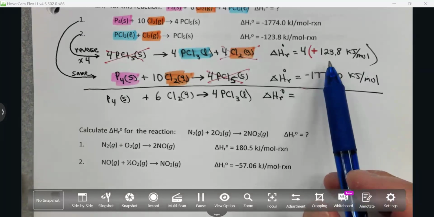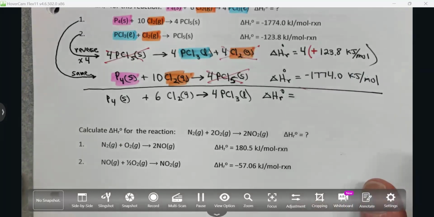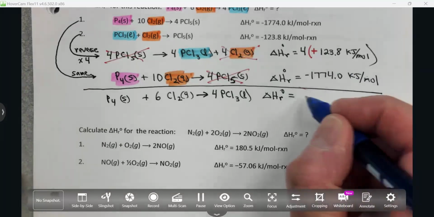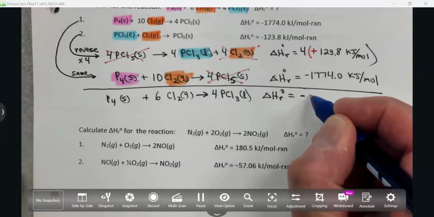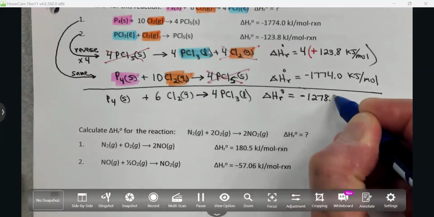I got to take 4 times that, which is going to be about 494.4. I'm still going to get a negative value here. Negative 1278.8.